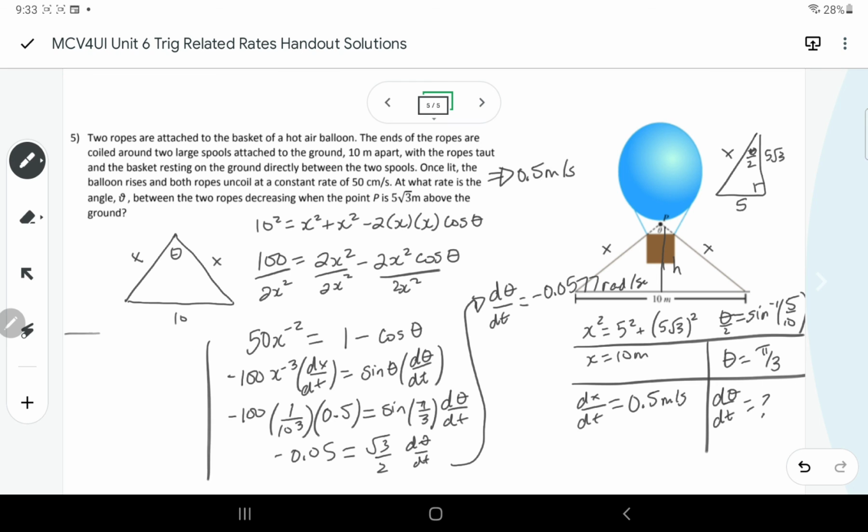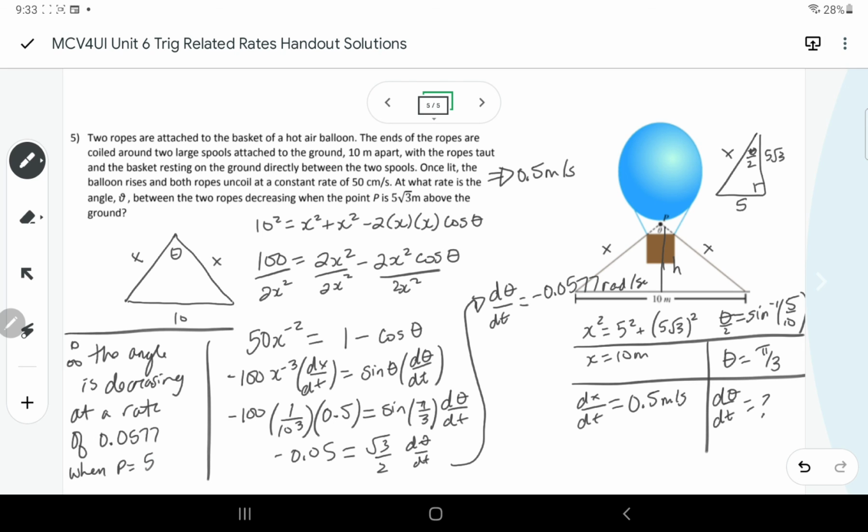So make sure you're writing your therefore statement using increasing or decreasing and using the units. So therefore the angle is decreasing at a rate of 0.0577 radians per second. I don't include the negative because I use the word decreasing. When P equals 5 root 3 meters. And that is it for our trig related rates.